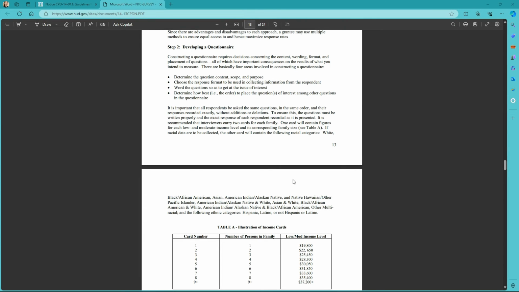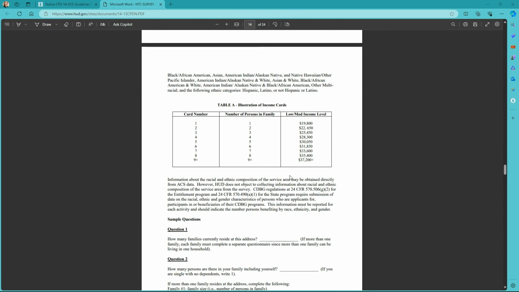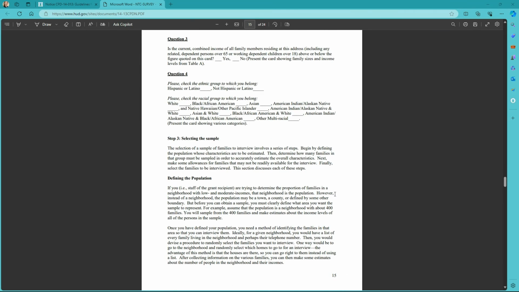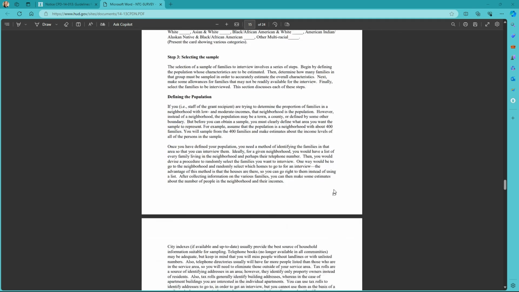Developing a questionnaire is a pretty simple process. You're not asking them a ton of information, and that's what makes residents more likely to provide the information. We're going to go ahead and keep it pretty simple, just asking for what we need to know. It's very important that you've defined the population, which would be the service area.